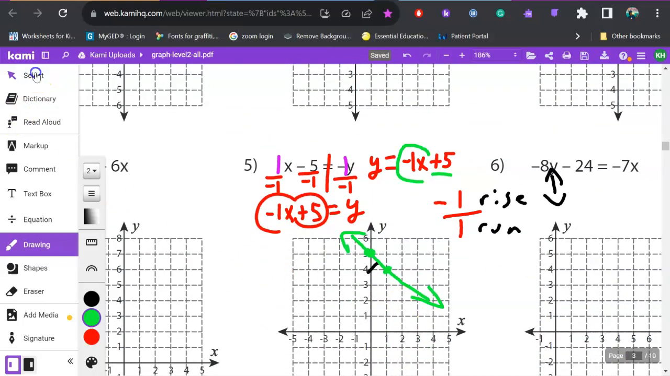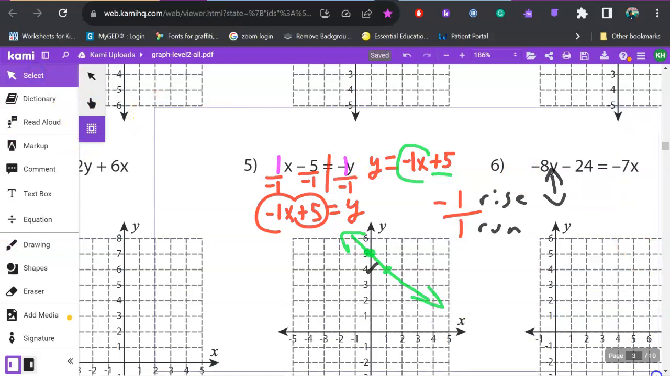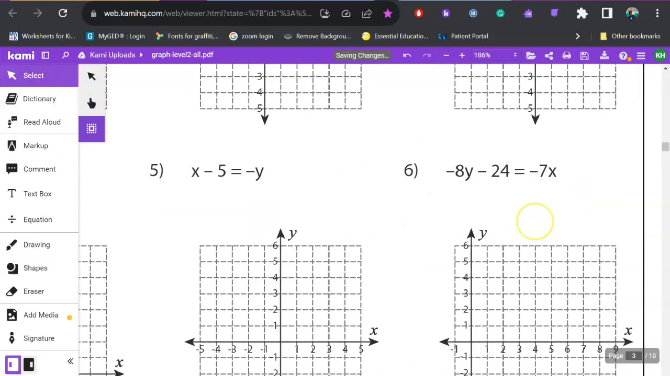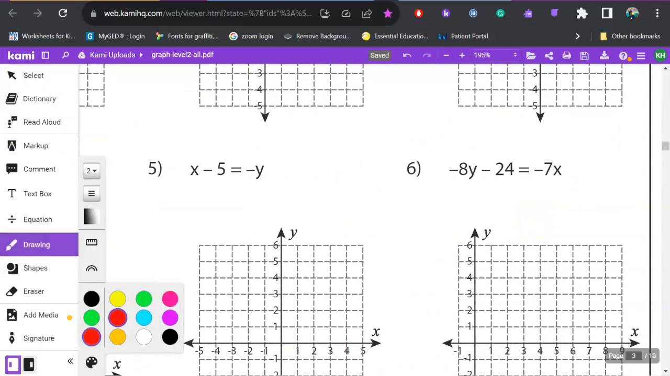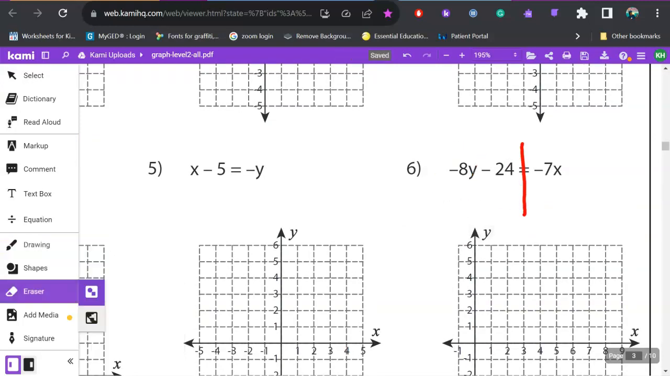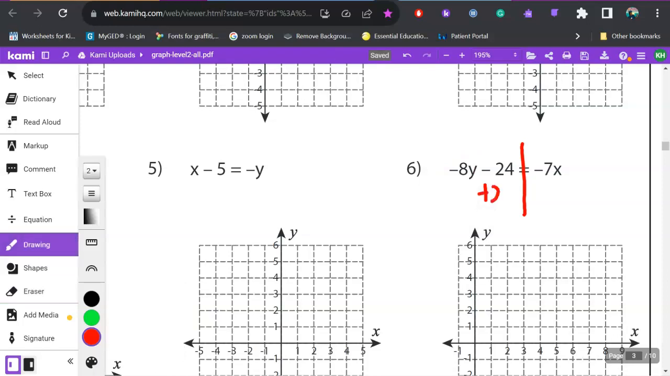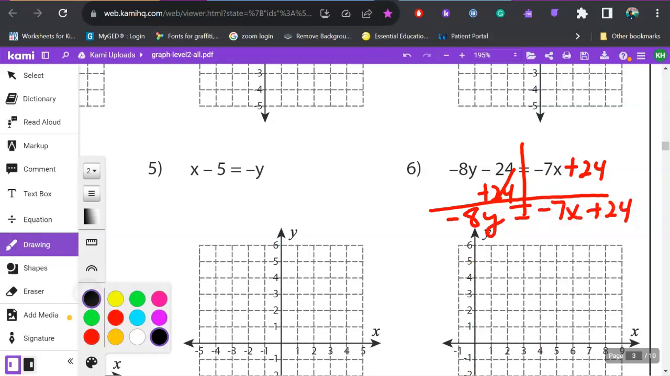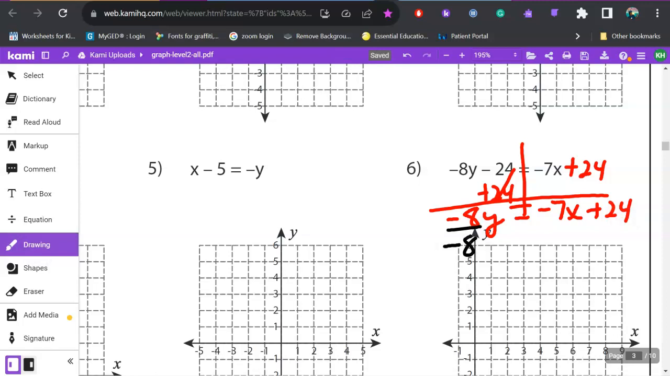All right, let's go for number 6. Almost there, almost there. Number 6, here we go. Now, my y is here. I'm going to get rid of this 24 by adding 24 to both sides. So now I have -8y, that canceled out, = -7x + 24. Now you know you're going to divide out the negative 8. That means divide out -8 here, and divide out a -8 right here.